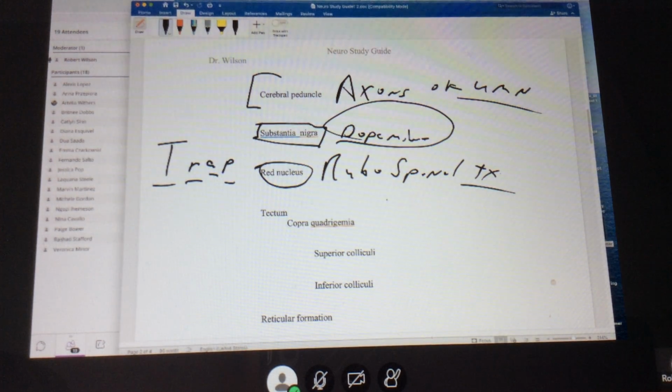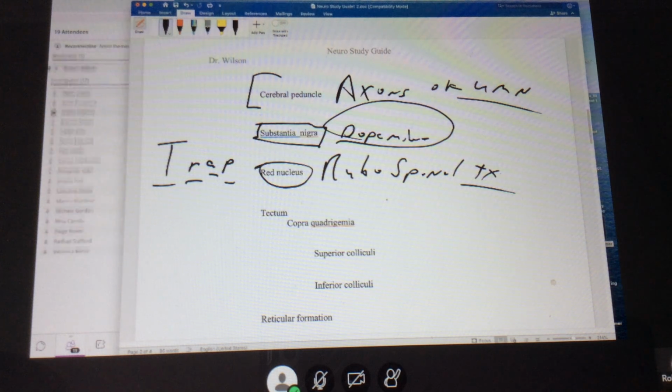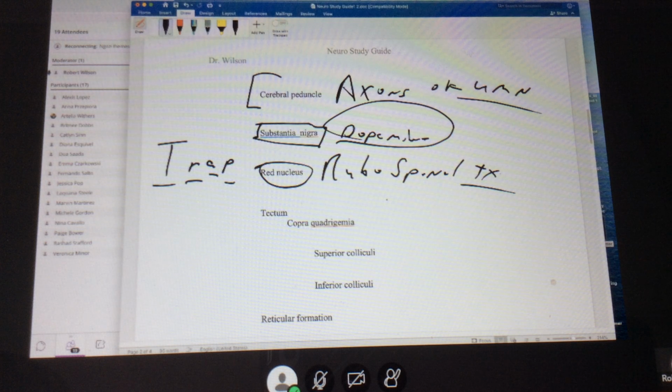Stimulates your flexors and extinguishes your extensors. And it's the balance between the rubrospinal tract and, as will come up later, the vestibulospinal tract. The vestibulospinal tract isn't a specific nucleus; it's spread throughout the whole brainstem. That is for your extensors. So the balance between the rubrospinal and vestibulospinal tracts is for postural tone.